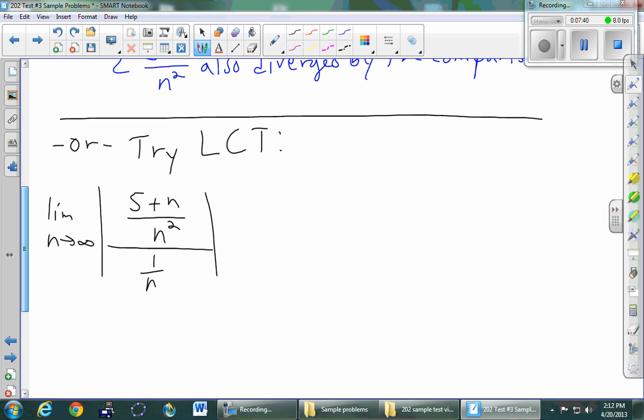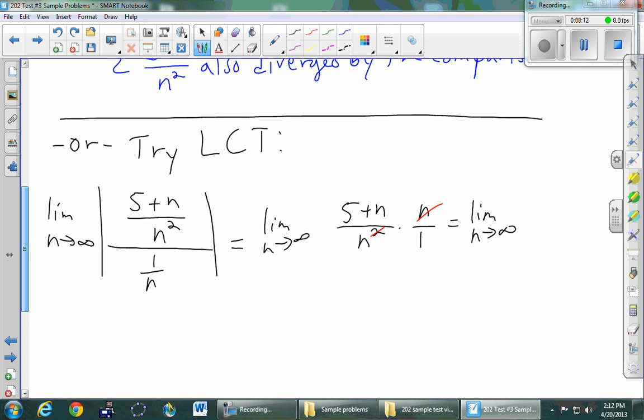I think this guy's supposed to have absolute value around it. If I'm wrong, then I'm wrong. But in this case, everything's positive, so it doesn't matter. So this is the limit as n goes to infinity of, so upstairs we get (5 plus n) over n squared. I'm going to flip over, instead of dividing by 1 over n, I'll multiply by n over 1. I'll lose the absolute value because everything is positive already. Limit as n goes to infinity. One of the n's cancels here, so that goes away, and this becomes just n downstairs. So we get (5 plus n) over n.